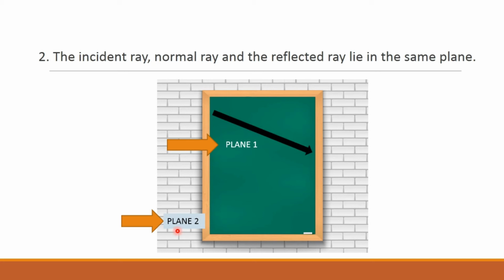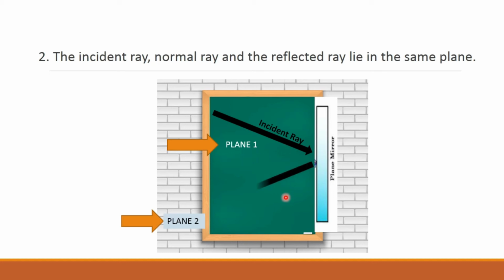Now if we take, this is the incident ray, and this ray is striking the mirror. So whenever the incident ray strikes the mirror, the ray will be reflected. And what is that ray called? That is called reflected ray. Now you can check, this reflected ray will be till plane 1. We can't see this reflected ray on the plane 2. It means that whenever the same plane will be there, all these rays will lie in the same plane.